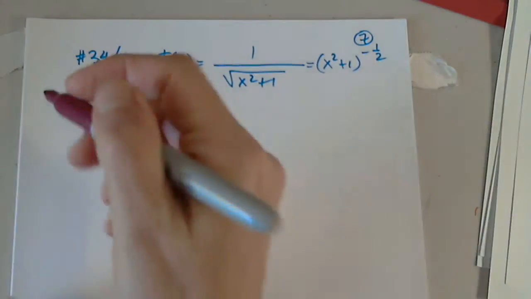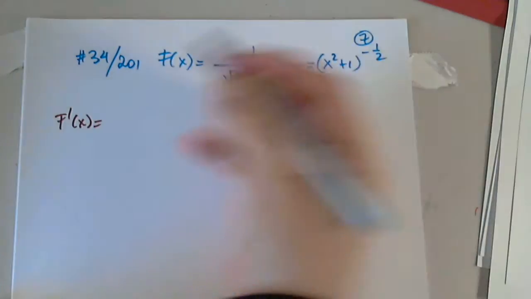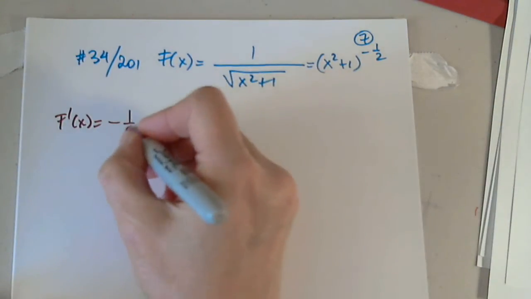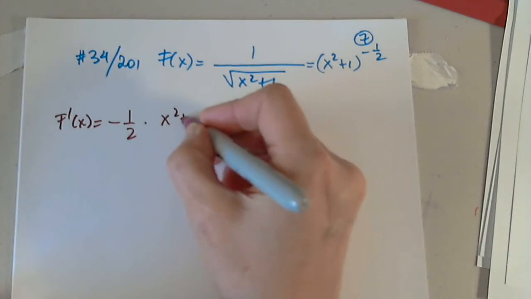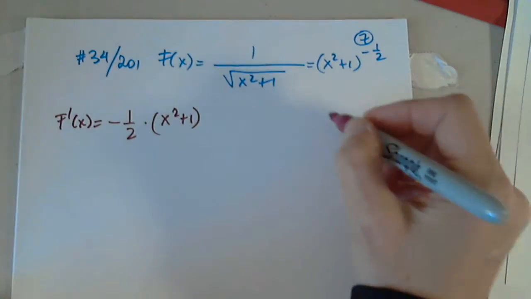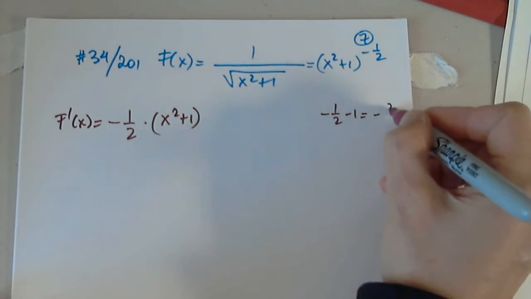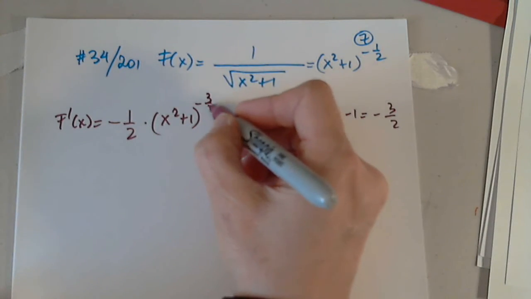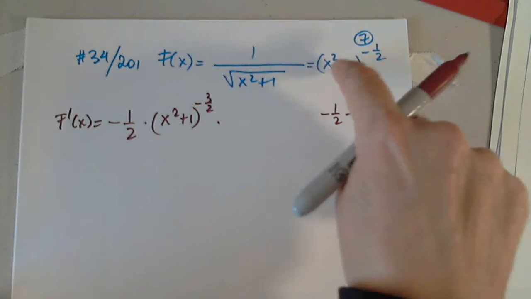So now f prime. I'm bringing down negative 1/2. I copy x squared plus 1 to negative 1/2 minus 1, which is negative 3/2, and times the inner function prime.